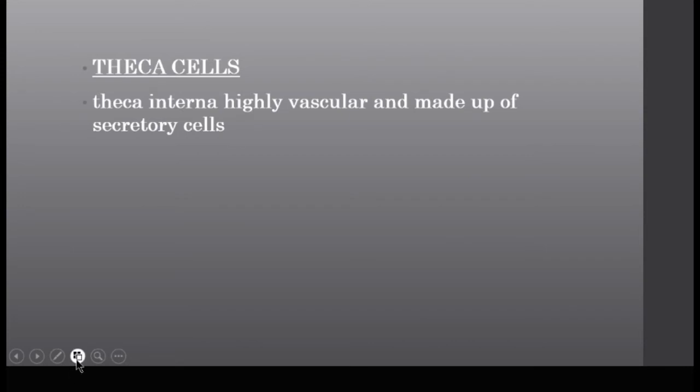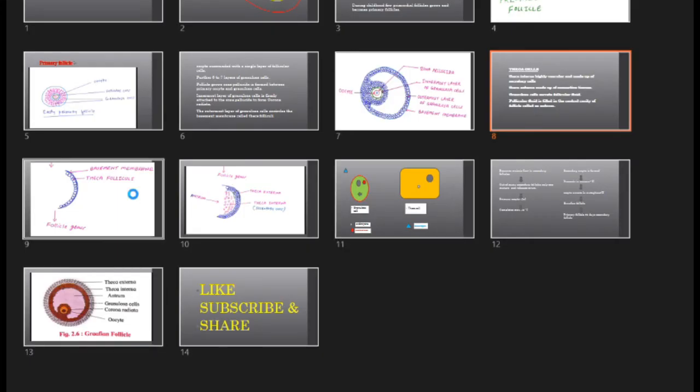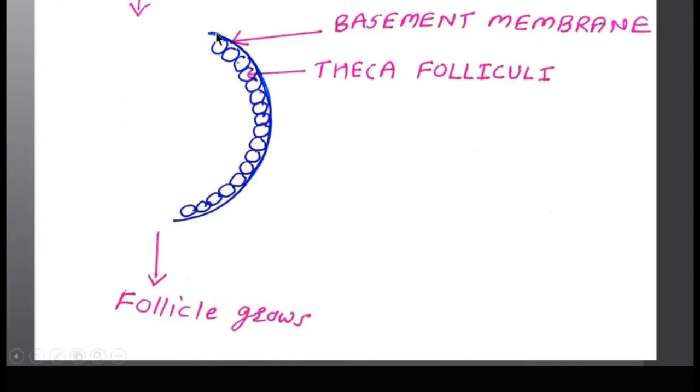So as the follicle grows, I will show this figure. You can see this is the basement membrane, and on this basement membrane are the cells of the theca folliculi. As the follicle grows, these cells multiply and divide into two regions, which we can see in the next figure.